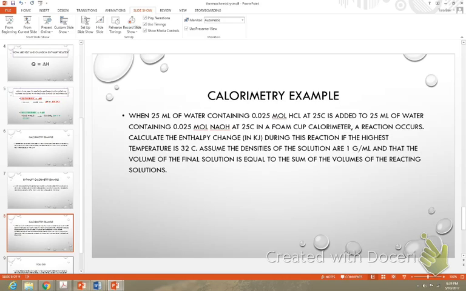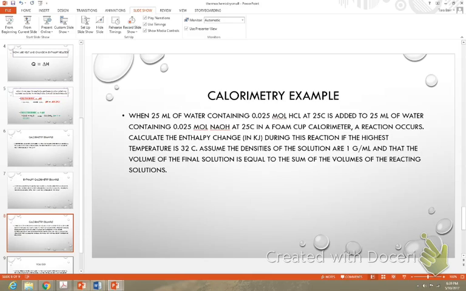So this one's a little bit more complicated, rather it looks like it's a little more complicated. I have 25 milliliters of water, and it has dissolved into it 0.025 moles of hydrochloric acid. And the temperature is 25 degrees Celsius. And then you add that to another 25 milliliters of water containing 0.025 moles of sodium hydroxide at the same temperature, 25 degrees Celsius, in a foam cup. You get a reaction. And I want you to calculate the enthalpy change in kilojoules during the reaction if your final temperature is 32 degrees Celsius.